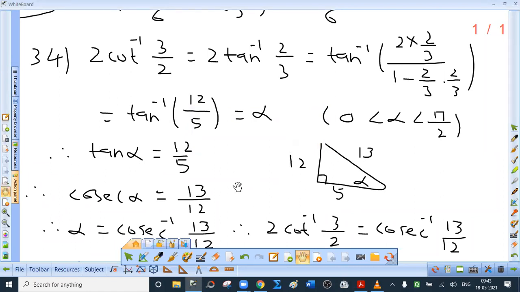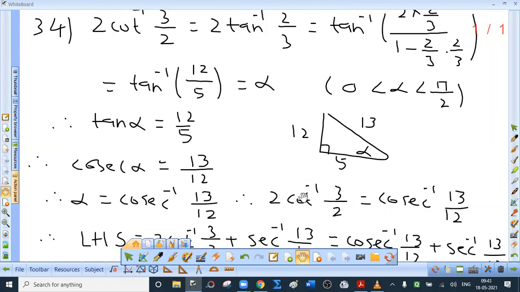Now from this, what is cosec? It is hypotenuse upon opposite. Invert the relation. So alpha is cosec inverse 13 by 12. But we have put alpha for tan inverse 12 by 5, which is basically 2 cot inverse 3 by 2. And that is why I have written 2 cot inverse 3 by 2 equal to cosec inverse 13 by 12.